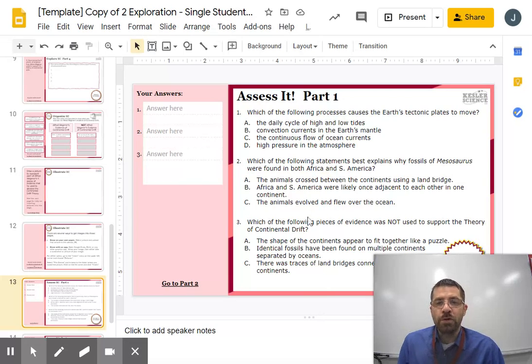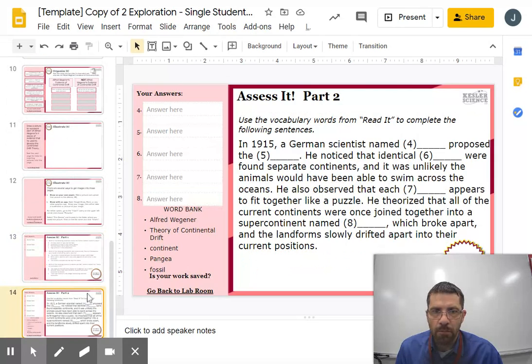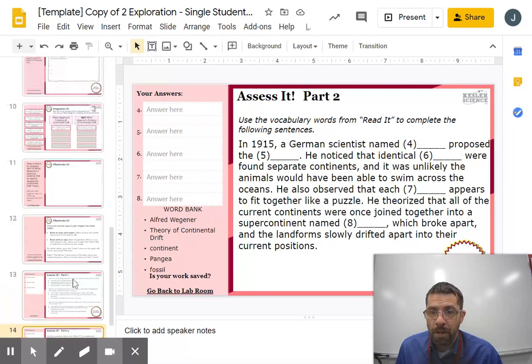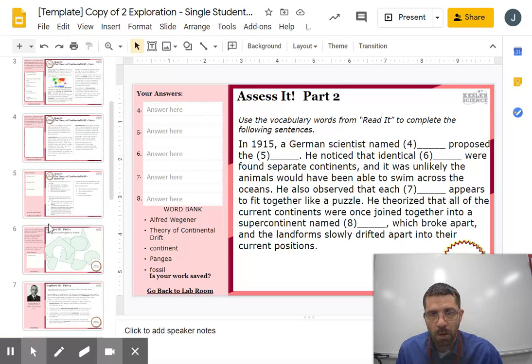Easy 3 multiple choice questions. Just make sure you put your answers over here on the left. As you can see, numbers 1, 2, 3. And that brings us to our last slide right here. Again, you're just filling in the blanks. There's the word bank. Write your answers here. All right. Again, if you have any questions on the rest of the assignment, please feel free to email me.